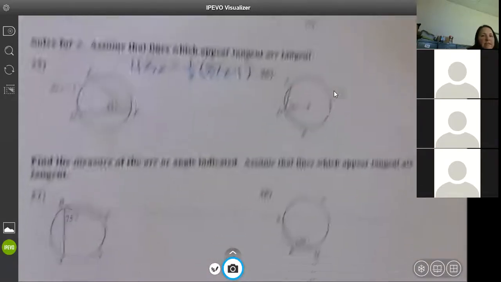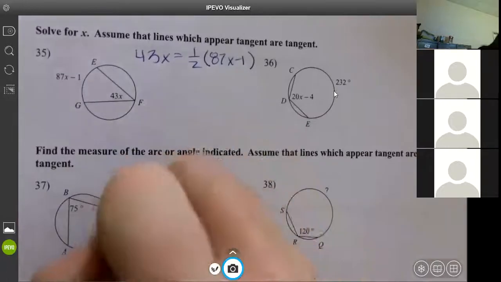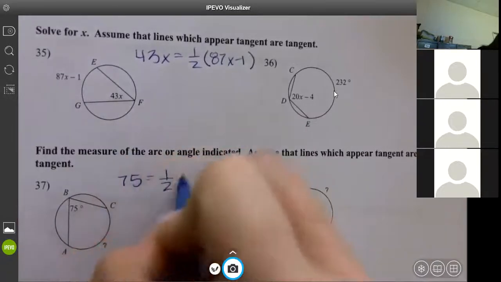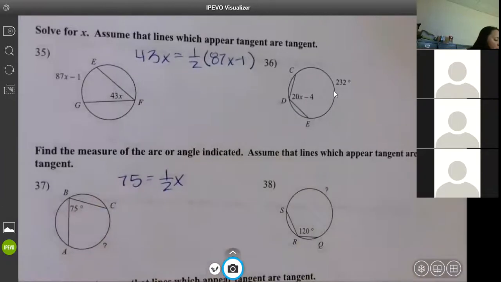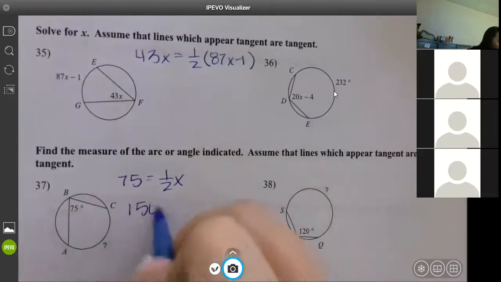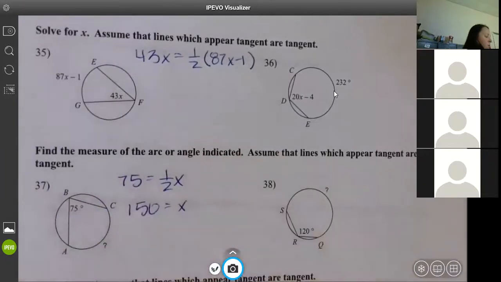Same thing on 37. It's on the inside. So your angle equals half. We don't know our arc. We multiply by 2. So 150 would be x. Nothing crazy. Go back to 41.